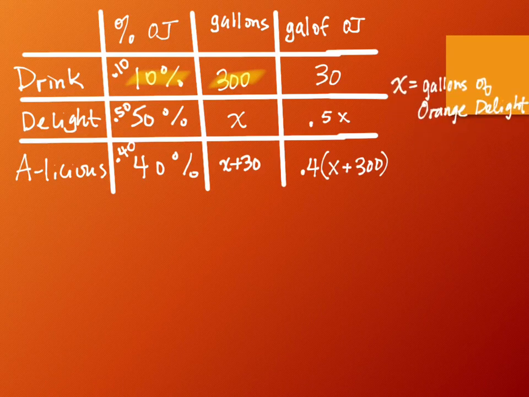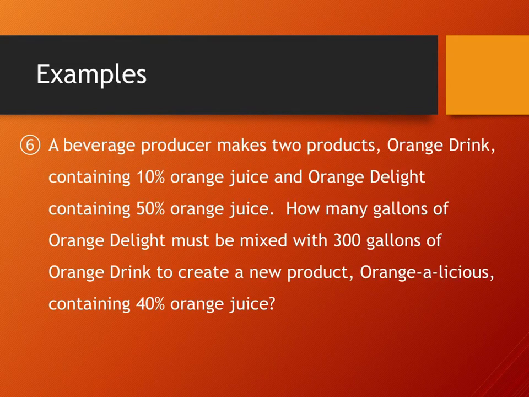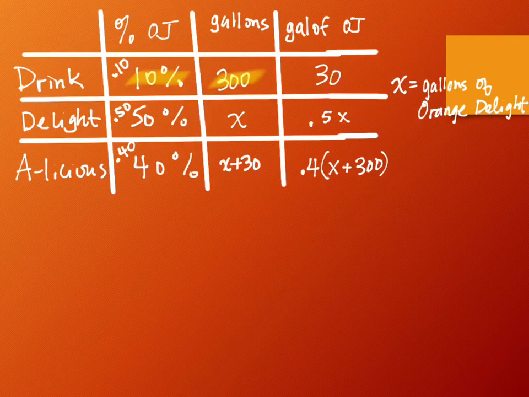Okay, is everybody okay so far? We're trying to figure out how much of each of the things are in our product. So what we're going for at the end is that it wanted us to find out how many gallons of Orange Delight must be mixed with the 300 gallons of orange drink to create the product Orangelicious containing 40% juice. So I want these two right here to actually add up to equal this right here. That's physically what I'm doing. I'm mixing orange drink and I'm mixing Orange Delight and I'm creating Orangelicious by doing so.